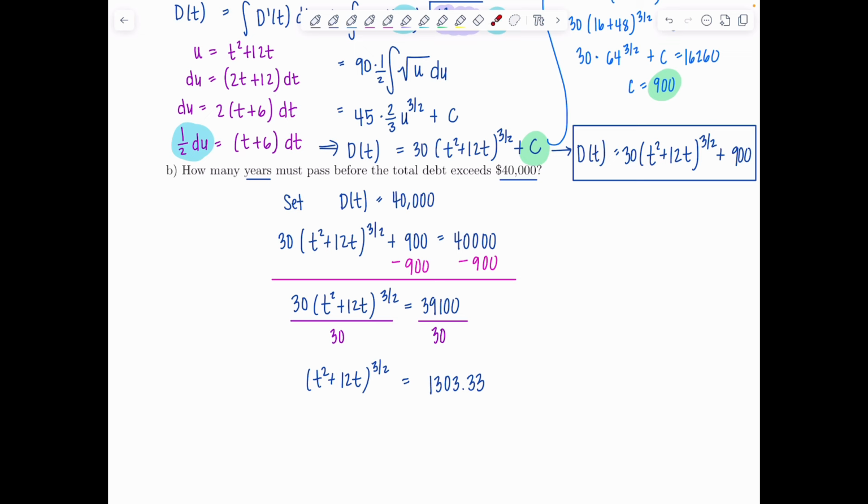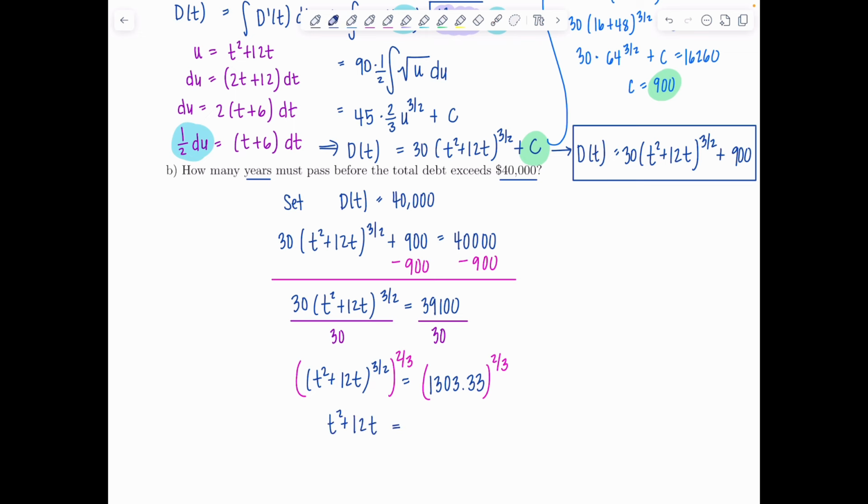Now to solve for t, strip away one layer at a time what's going on. I want to get rid of this 3/2 exponent. How do I do that? You raise both sides to the reciprocal of the exponent. Because remember, when you multiply these exponents by each other, they'll cancel out and just give you 1. And then, whoop, you just got plain old t squared plus 12t.